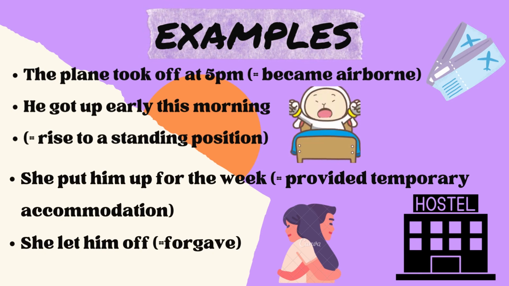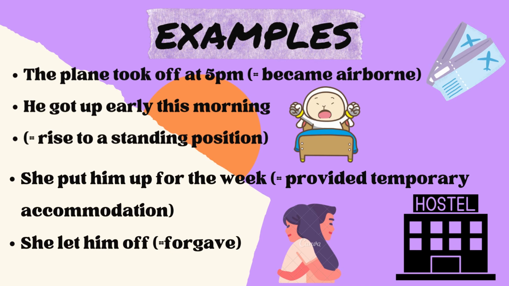Given that multiword verbs have different meanings to the individual words, they tend to be idiomatic expressions. Some will make sense as you see them, but others may look confusing if you are not already aware of what they mean. For example, in the first two, we can probably guess the meaning, but the others are more difficult. The plane took off at 5 p.m. Became airborne. He got up early this morning. Rose to a standing position.